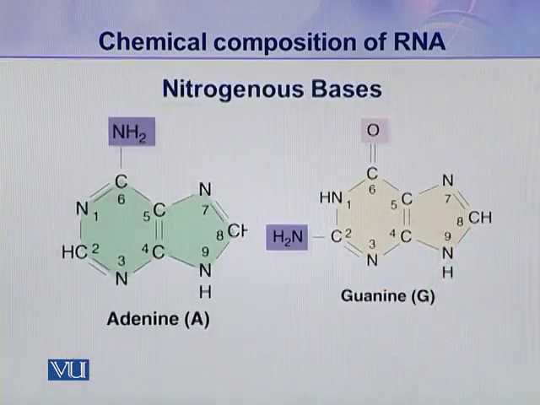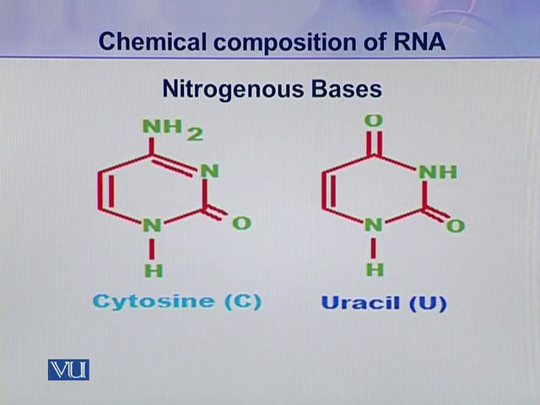The second component of ribonucleic acid is the nitrogenous base. There are mainly two types of nitrogenous bases present in the ribonucleic acids, and these are purines and pyrimidines. Two types of purine bases, that is adenine and guanine, are present in the ribonucleotide. These two bases, adenine and guanine, were also present in the deoxyribonucleotide. The next two types of bases, that is pyrimidines, are cytosine and uracil.